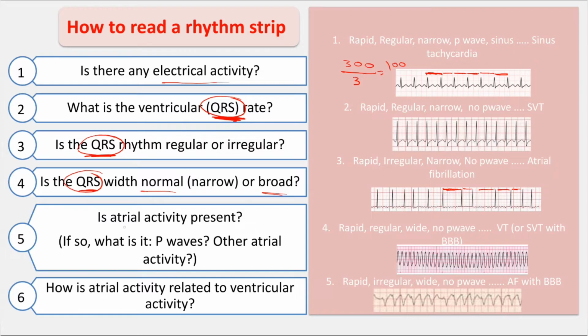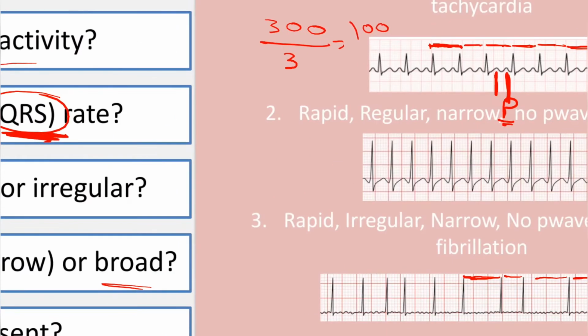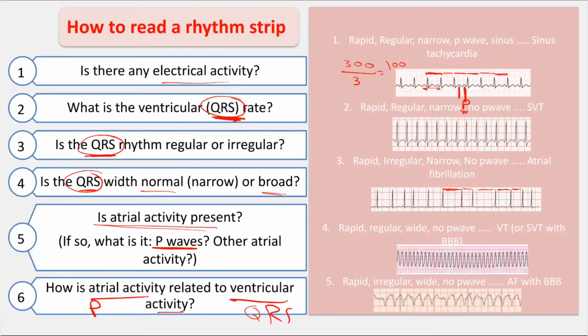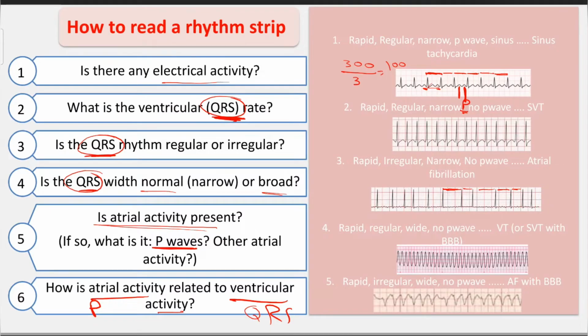Then the fifth question, is there atrial activity? The atria are represented by the P wave. This is the P wave, this is the T wave. So is there a P wave or not? And the last question, what is the relation between atrial activity, which is P, and ventricular activity, which is QRS? In this case, for example, there is a good relation between P and QRS. So if you read the ECG in these steps, you can know the types of ECG change.